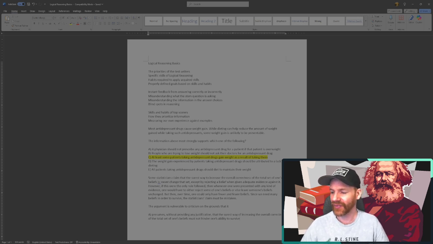So, since we need many beliefs in order to survive, that's making a statement, right? So yeah, I think that this one is incorrect based on the presumption that increasing the overall correctness of the total set of one's beliefs must not hinder one's ability to survive.